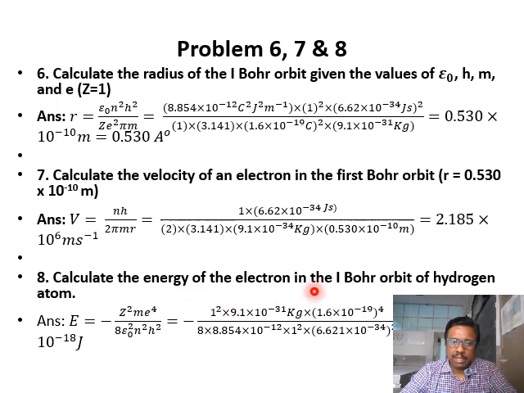Calculate the energy of the electron in the first orbit of the hydrogen atom. So this is the equation used to calculate the energy. Substitute the values present here. Z value is 1, m is the mass of the electron, and e is the charge of the electron. 8 into epsilon naught value, which is 8.854 into 10 power of minus 12, into 1 square, into h, Planck's constant value, and you are going to get the final value here.